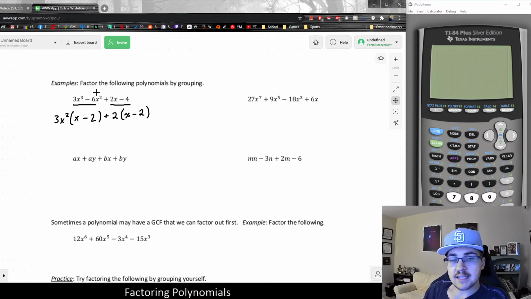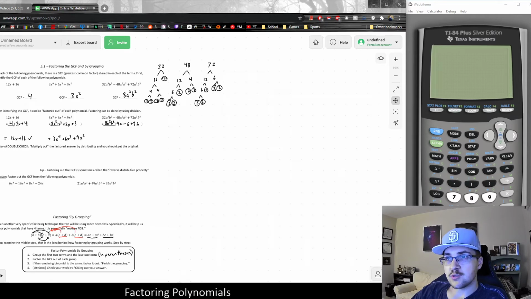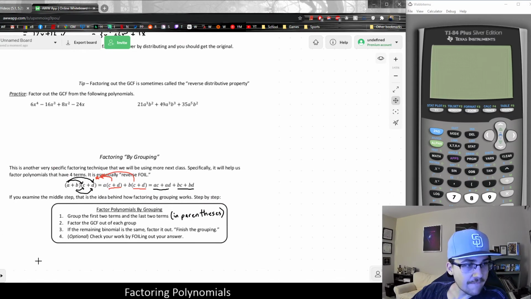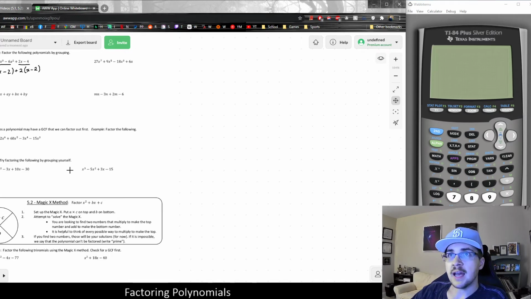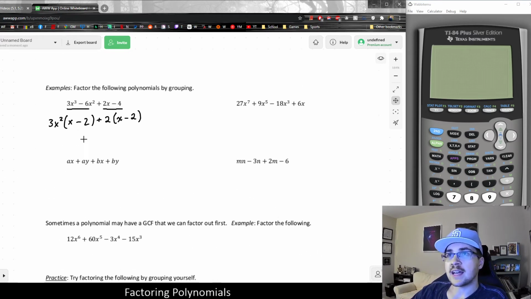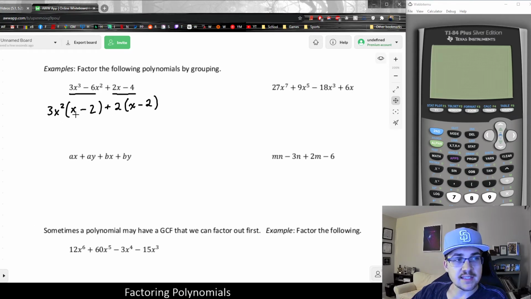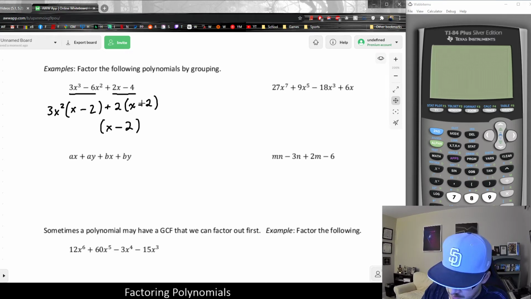Once I've done that, we can progress to step 3, which said if the remaining binomial is the same, factor it out, or finishing the grouping. Notice that what I get after I factor out those GCFs is the same thing in both cases, x minus 2 and x minus 2. If that's the same, we could factor out the x minus 2. We could either put it at the front or at the end. Usually I like to put it at the end like this. And basically the other parts will go in the first parentheses.